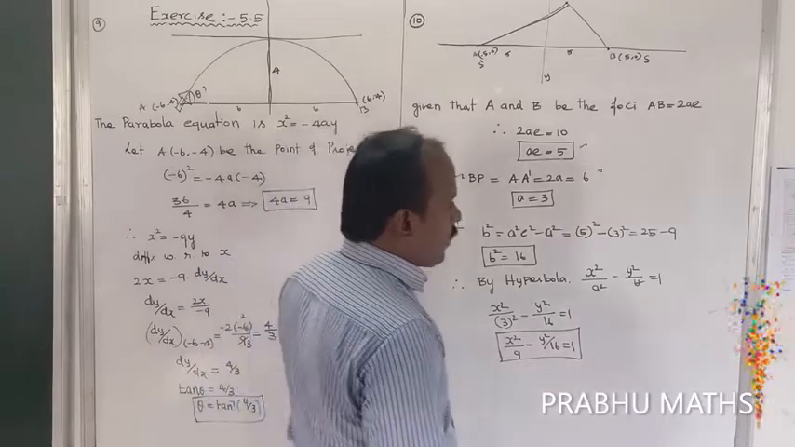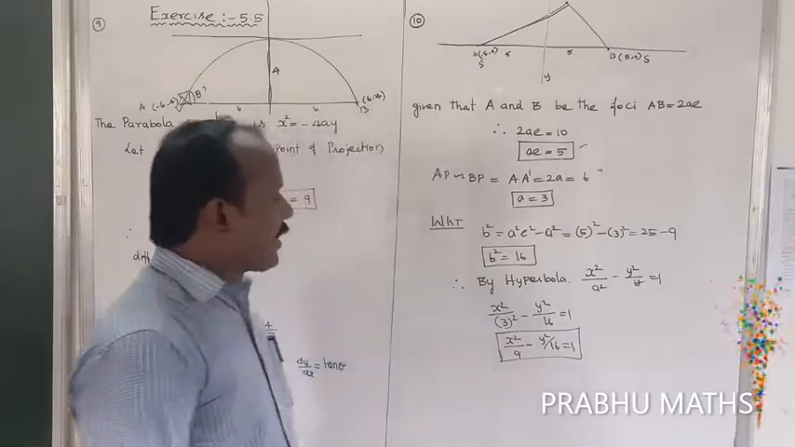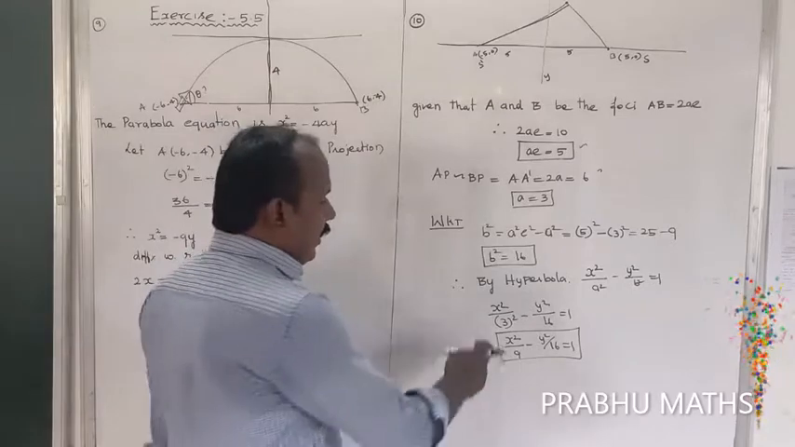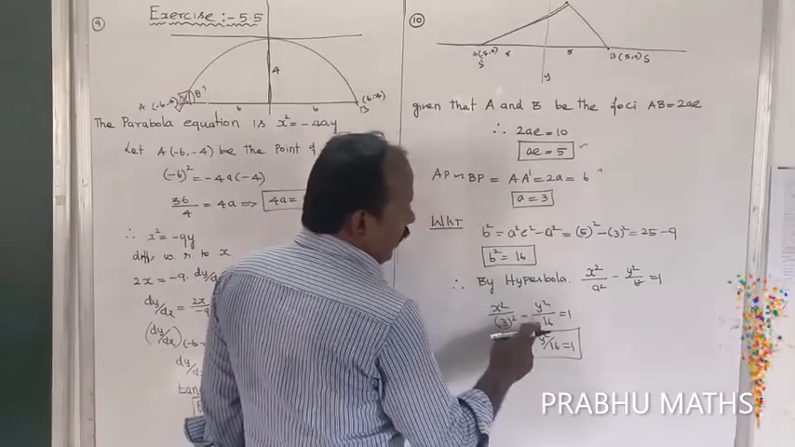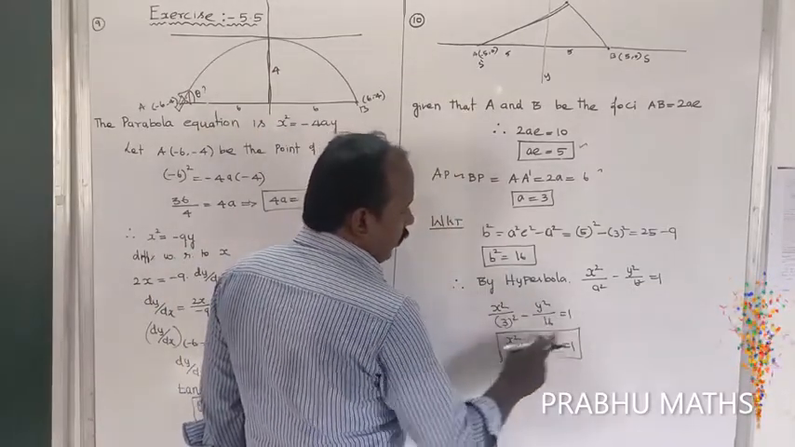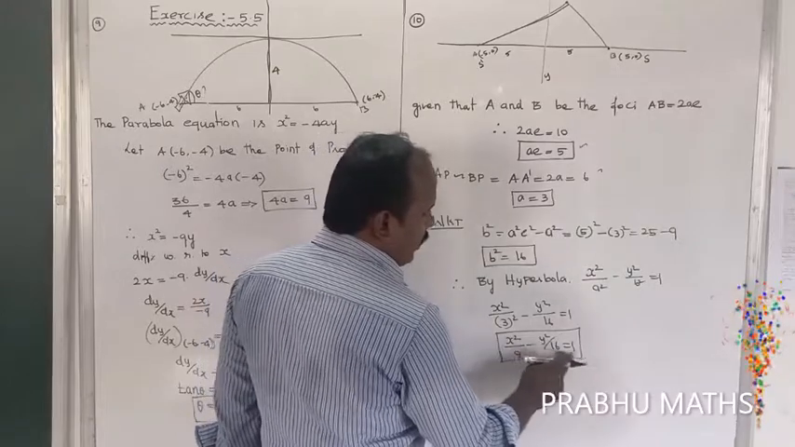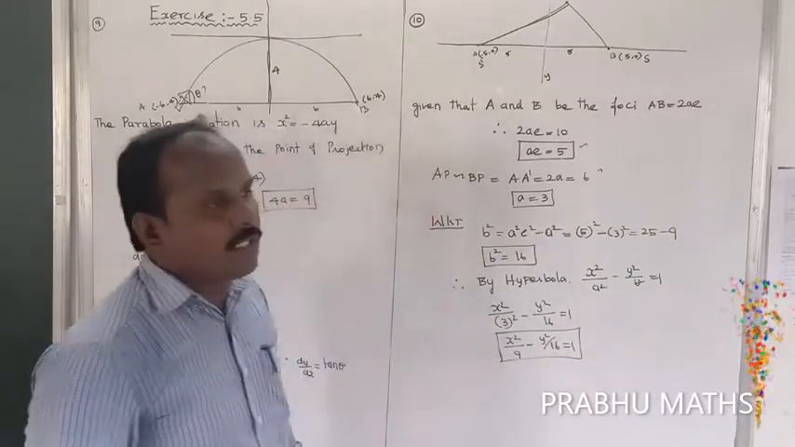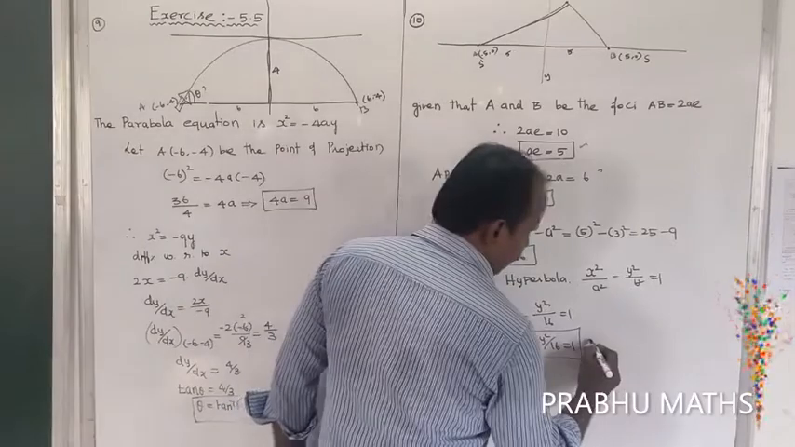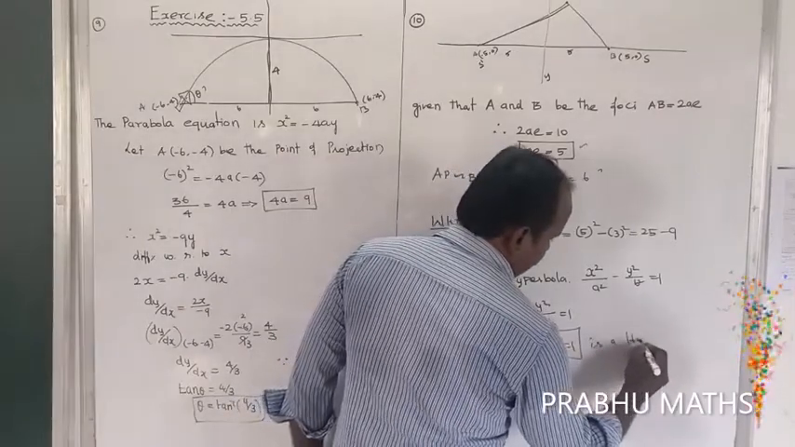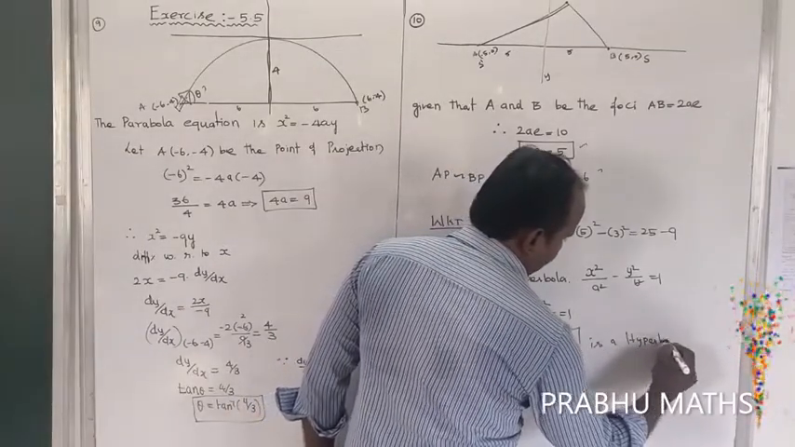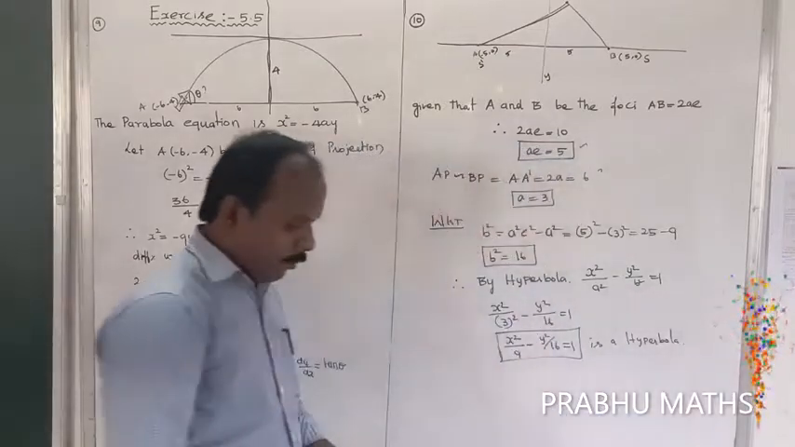For a hyperbola, x square by a square minus y square by b square is equal to 1. Then x square by 3 the whole square minus y square by 16 is equal to 1. So x square by 9 minus y square by 16 is equal to 1. We get the equation of the hyperbola. This is a hyperbola. Okay.